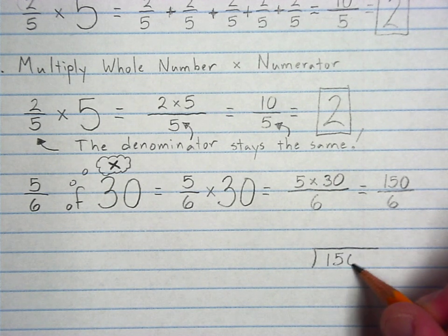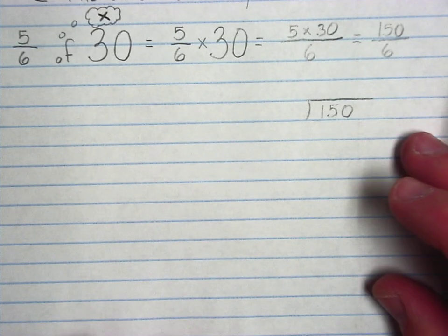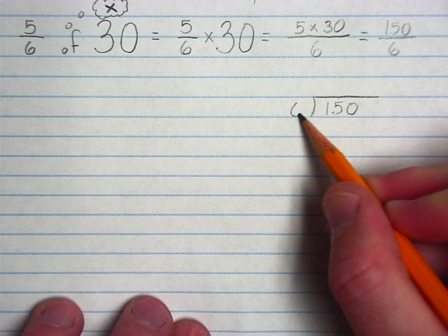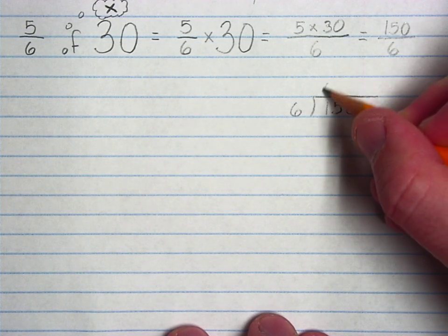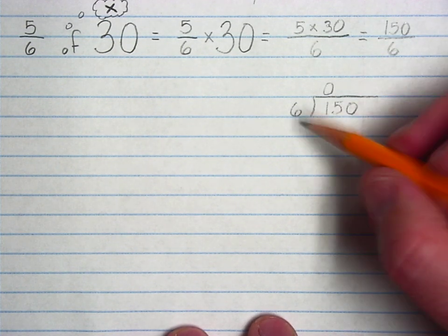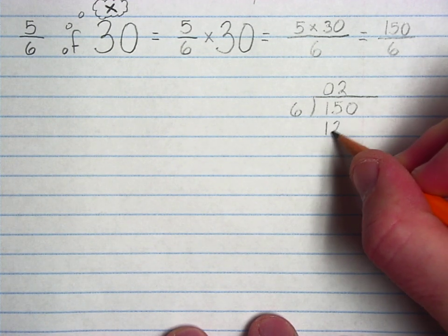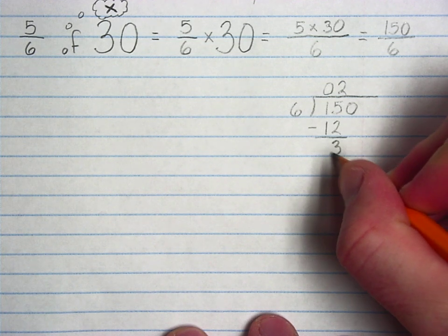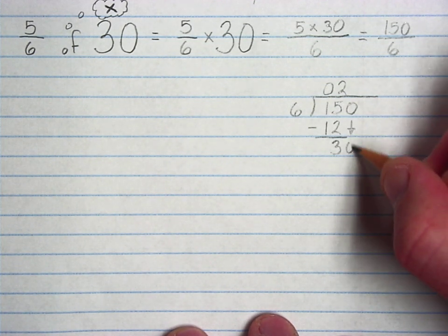150, remember numerator goes on the inside. Let me slide this up a little bit. Numerator goes on the inside. Denominator goes on the bottom. 150 divided by 6. 6 will go into 1, no times. 6 will go into 15 twice. 2 times 6 is 12. 15 minus 12 is 3. We'll bring down the 0.